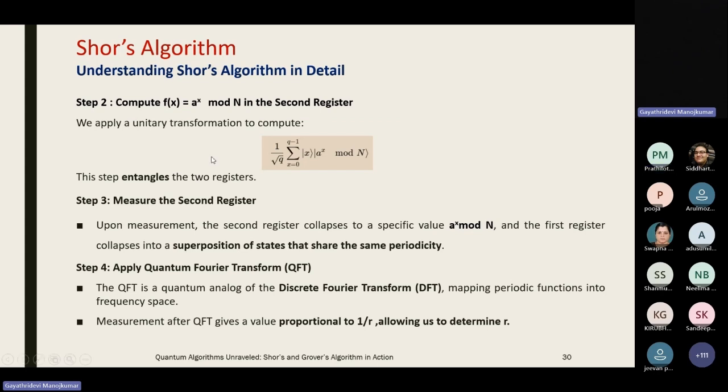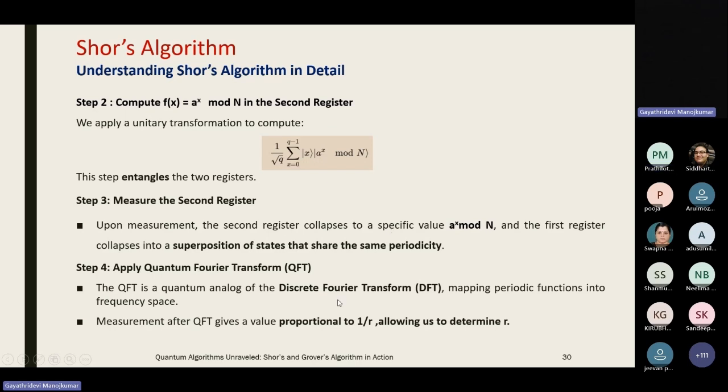Whenever we work on the second register, we apply a unitary transformation to compute it. With the help of this unitary transformation, we have an entanglement of the two registers. The second register is always used to hold the value of a^x mod n. And the first register will collapse to a superposition of states that have the same periodicity.